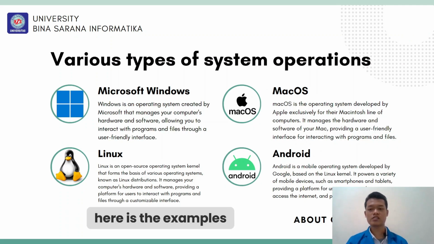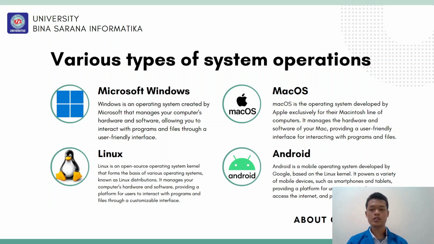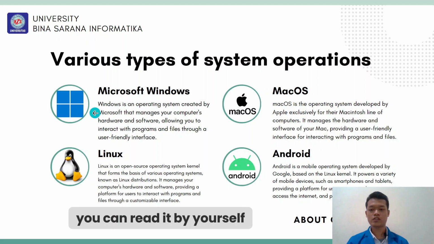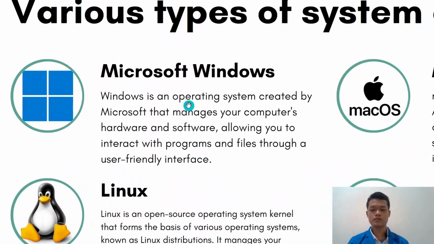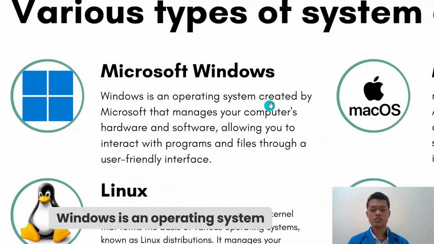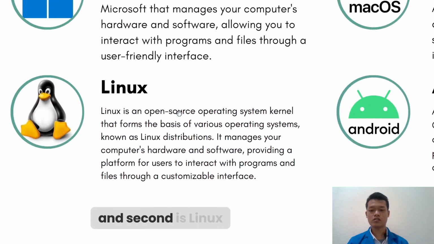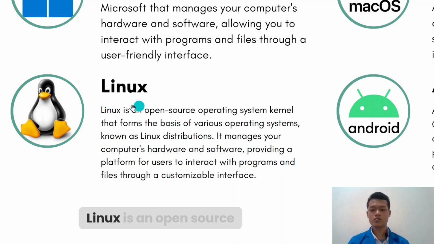Here is the examples or various types of operating systems. The first we got Microsoft Windows, and the second is Linux. The third is macOS, and the fourth is Android. You can read it by yourself. Here I'm gonna zoom it. Windows is an operating system created by Microsoft, and second is Linux. Linux is an open source operating system kernel.